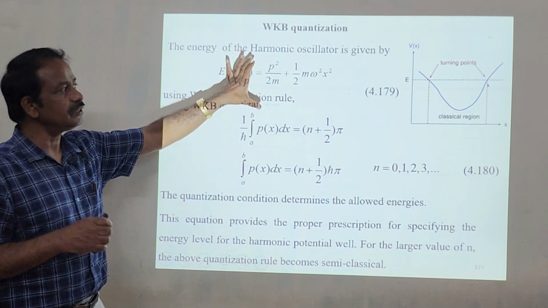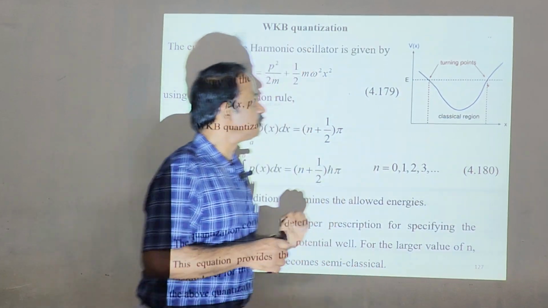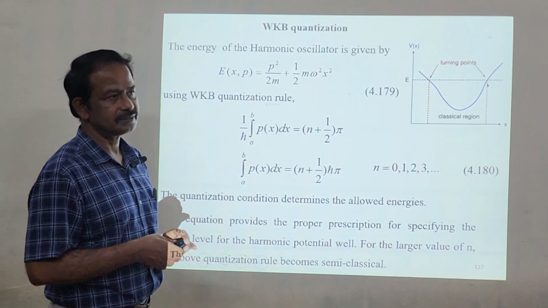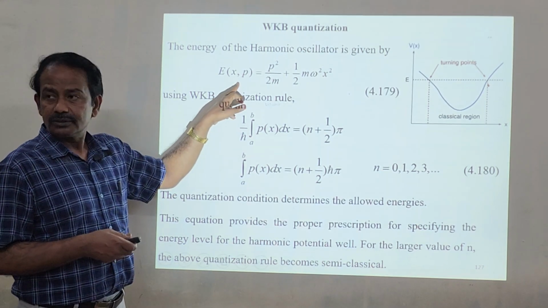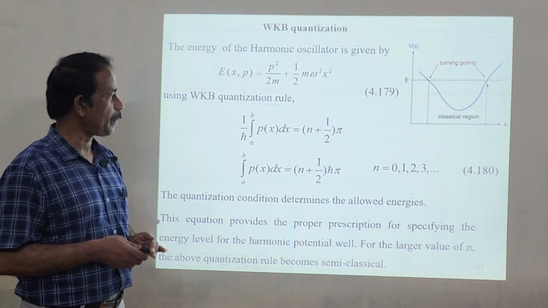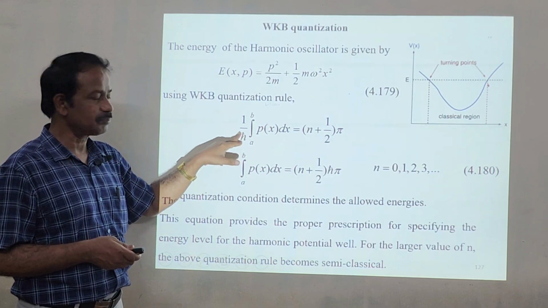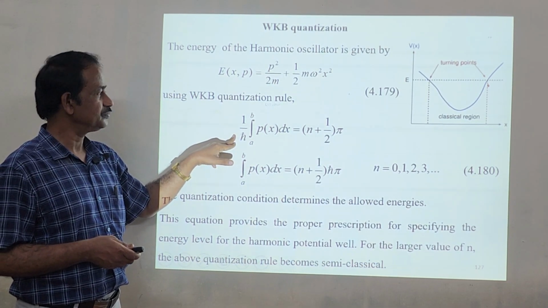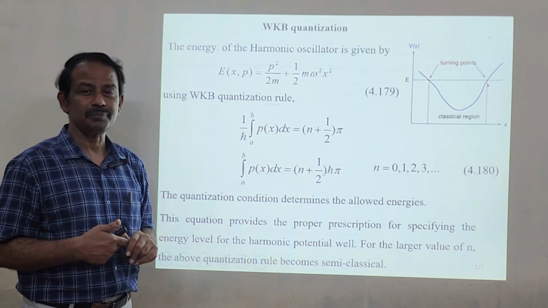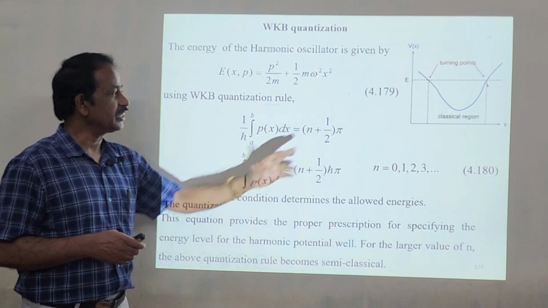Just take the harmonic oscillator. We have already explained this diagram earlier, and these two are the turning points, we know. So we have the classical region this side, and non-classical region on either side. The kinetic energy plus potential energy for this harmonic oscillator is given by this expression, we know already. We have obtained this expression earlier using the WKB method. And of course, we have also obtained this one earlier, n plus half h bar omega, from the harmonic oscillator. So connect these two.